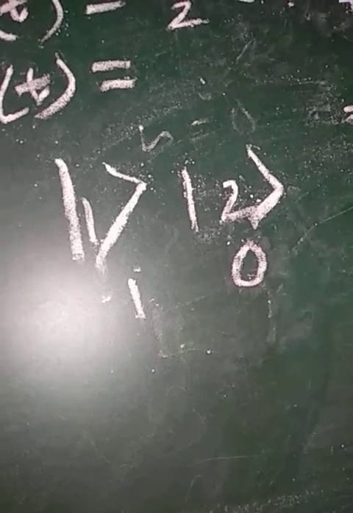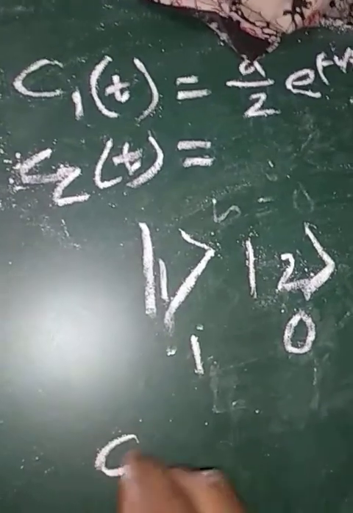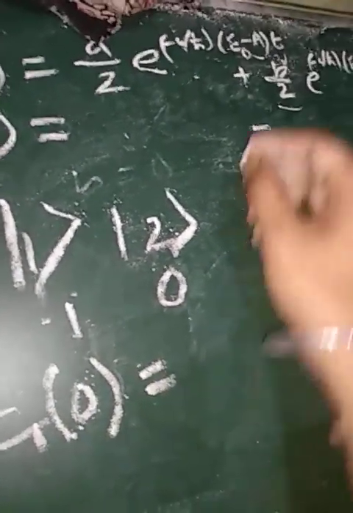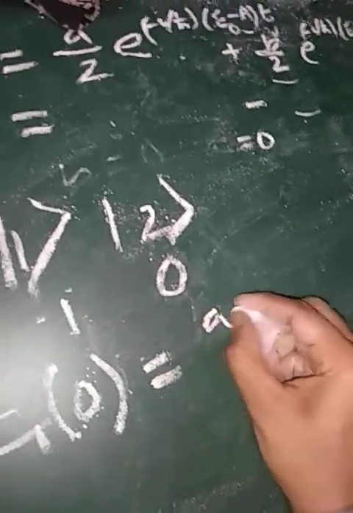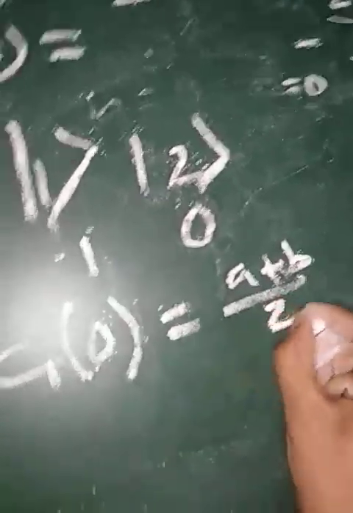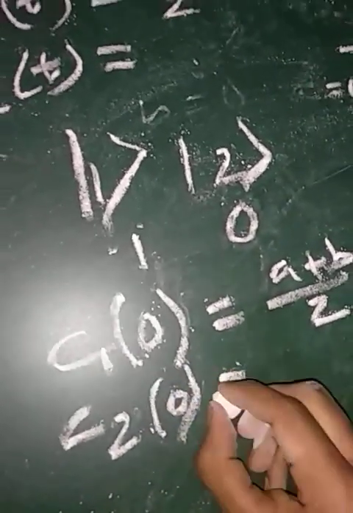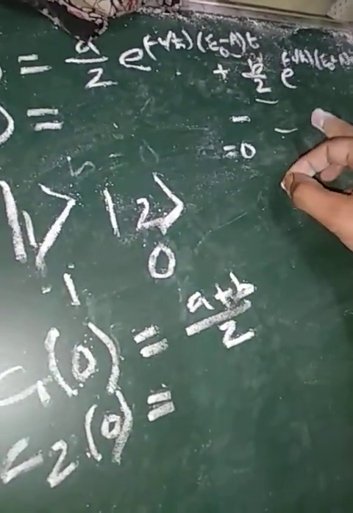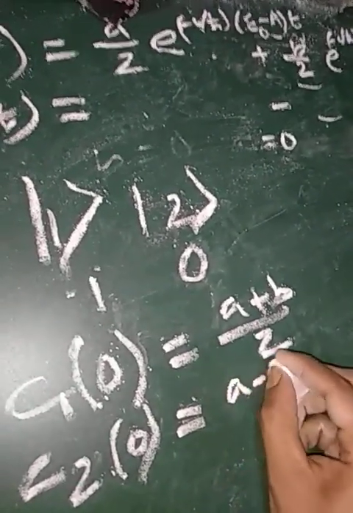So first of all, we will notice that we will use these theorems here. C1(t) gives the time evolution theorem. At t equals 0, C1(0) equals a by 2 plus b by 2, isn't it? And the next thing is C2(0) equals a by 2 minus b by 2, with the rest being e to the power 0.